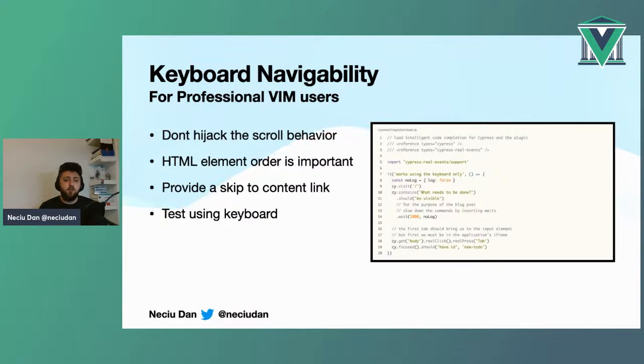So for example, from the product page to a successfully placed order. This is the most critical part of your application, and you want to make sure that it can be done using a keyboard. You can use a library called Cypress Real Events, and using it, you can simulate the entire flow by pressing tab, space, enter, and the other keys.